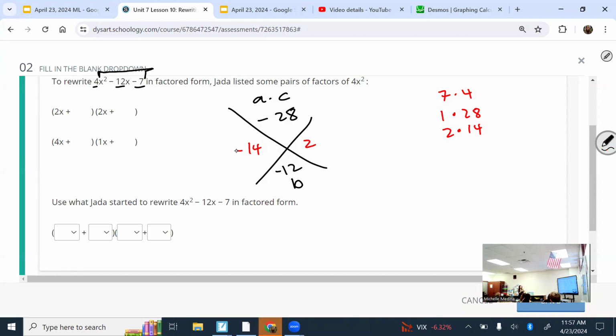That's something we've done before. This next part is added in because the A is not 1. What is the A? So you have to divide your factors by A, which is 4. Reduce your fractions. If you don't know how to do that, use a calculator. What does 14 over 4 reduce to? You don't want to do decimals.